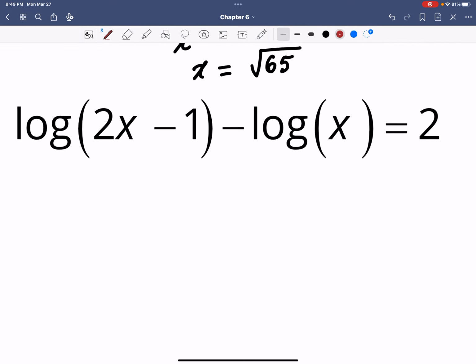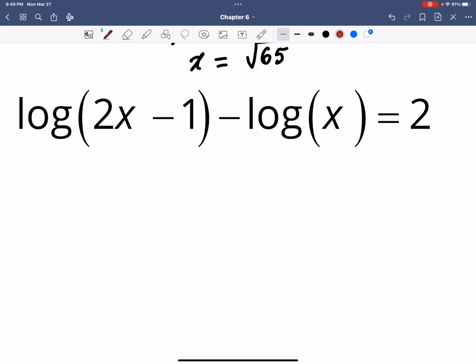Now let's go ahead and take a look at the next one. Again, I see 2 logs and a subtraction sign. So you know what to do. It becomes division and a single log. I don't see a base. The base is automatically 10. And this is 2x minus 1. The numerator goes on the top. The denominator goes on the bottom. The whole thing is equal to 2.